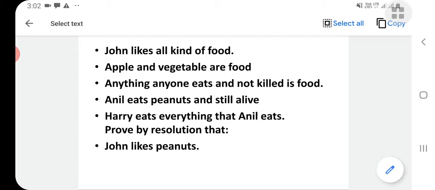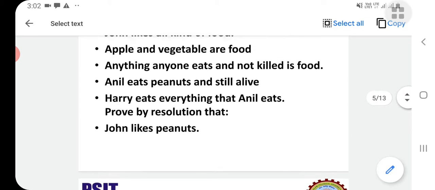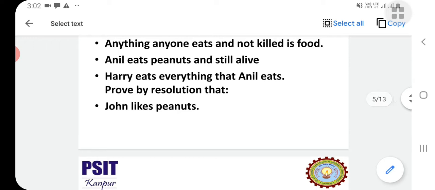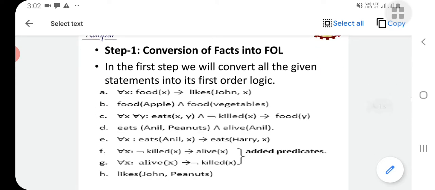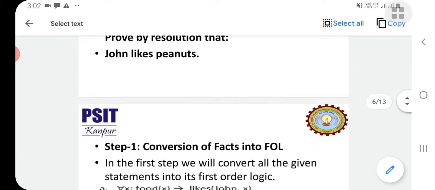The statement number 4 is Anil eats peanuts and is still alive. Again, Anil eats peanuts. I will break this statement into two parts. Anil eats peanuts, that is point number D: eats(Anil, peanuts) and alive(Anil). So that is step D.